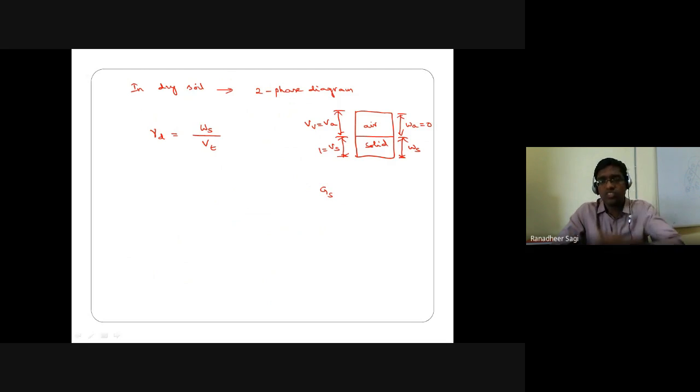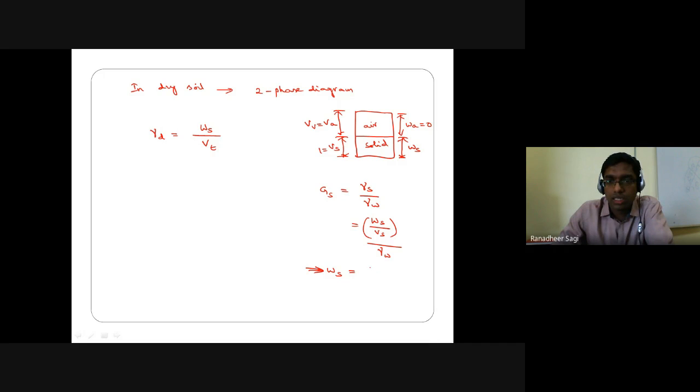I'll come from the specific gravity of soil solids expression, where specific gravity of soil solids is represented as unit weight of soil solids divided by unit weight of water. So unit weight of soil solids, which is weight of soil solids divided by volume of soil solids, equals Gs times gamma w. From this I am trying to write what Ws is. Ws I can get as Gs into gamma w into Vs. That is, the weight of soil solids is Gs into gamma w into Vs.